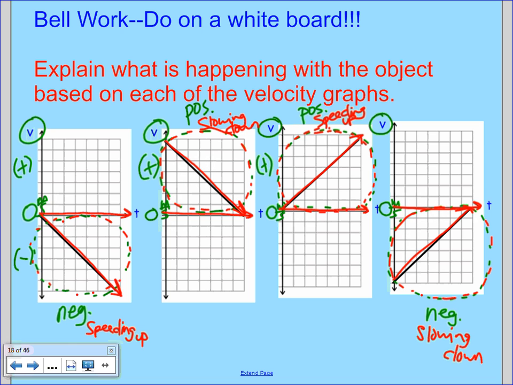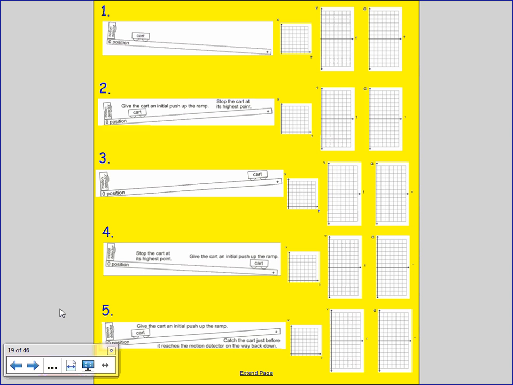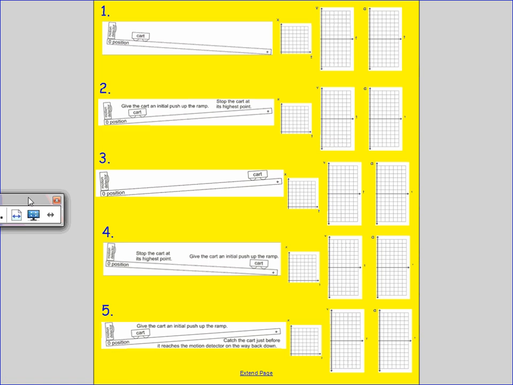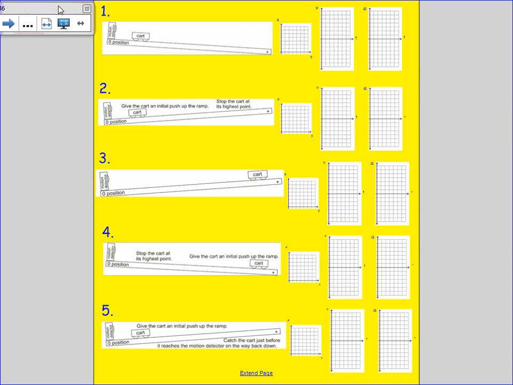Now, for extra practice, we're going to go ahead and see how this matches up with the position graphs that we saw earlier. All right, on this screen, even though I apologize, it is a little small, we've got 5 scenarios of what a cart is doing. I want you to notice what each scenario has.